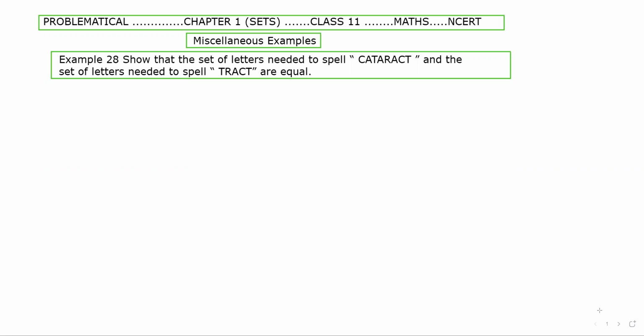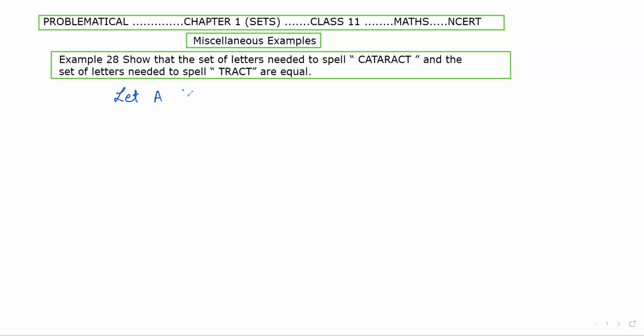Today we'll discuss miscellaneous examples from sets chapter 1, class 11th maths NCERT. 28th question. Show that the set of letters needed to spell cataract and the set of letters needed to spell track are equal. Now, set of letters means here these letters can be represented in the form of sets, or we have to consider two sets X and Y, calculate their values, and then show that both the sets are equal.